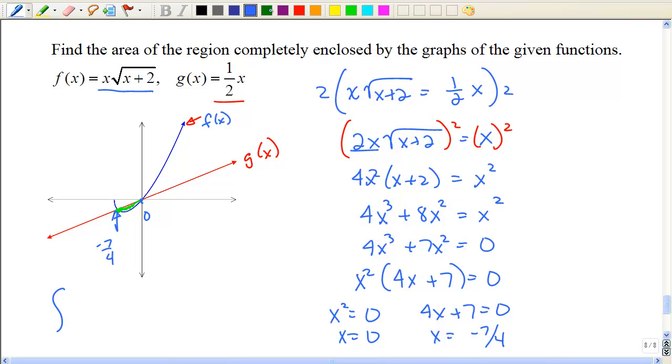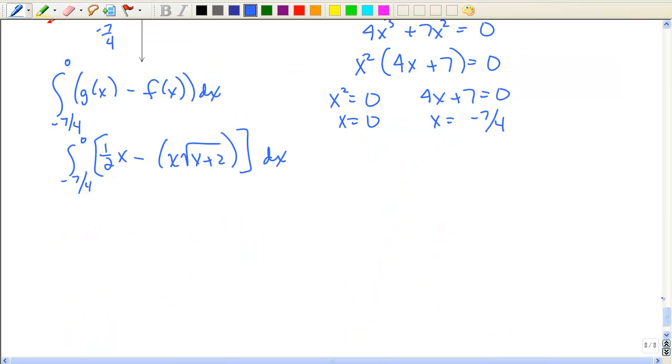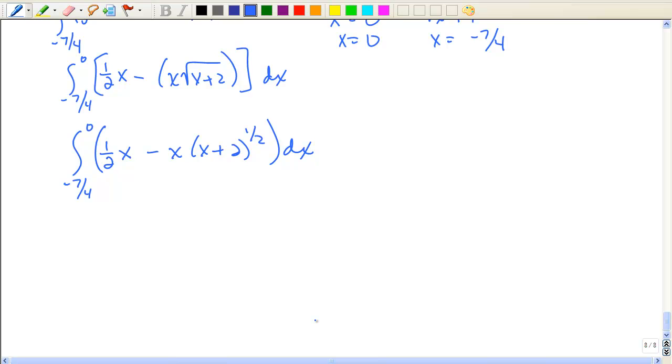And so I want to integrate, and notice this time the g of x is on top, so I want to take g of x and I want to subtract f of x, and I want to integrate between negative 7/4 and 0. All right, so let's look at that integral. Let's change that to an exponent. So let's look and see how we integrate that. I know how to integrate this. We're just going to use the power rule.